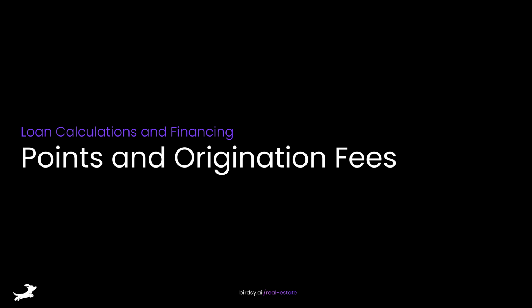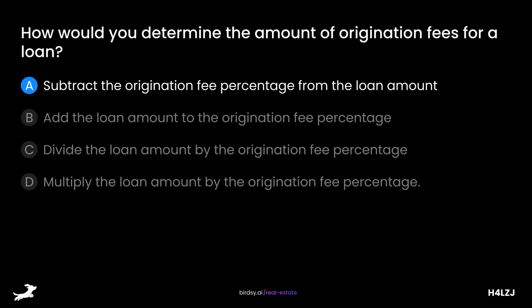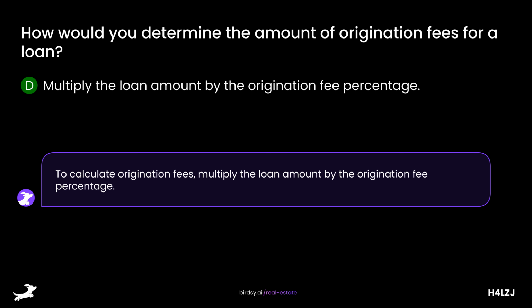Points and origination fees. How would you determine the amount of origination fees for a loan? Is it A, subtract the origination fee percentage from the loan amount, B, add the loan amount to the origination fee percentage, C, divide the loan amount by the origination fee percentage, or D, multiply the loan amount by the origination fee percentage? The answer is D, multiply the loan amount by the origination fee percentage. To calculate origination fees, multiply the loan amount by the origination fee percentage.